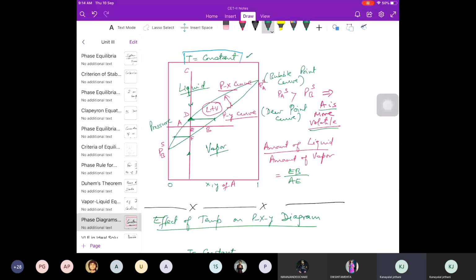Pressure or temperature is not important, it can be anything. Important thing to remember is: x is given, find y, that is what? If x is given, I have to find y, what is that?